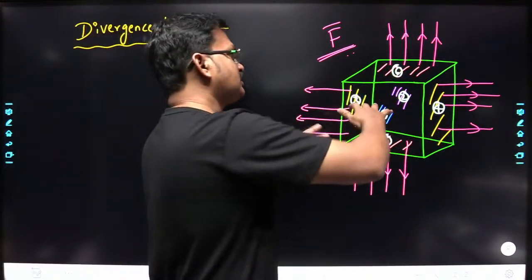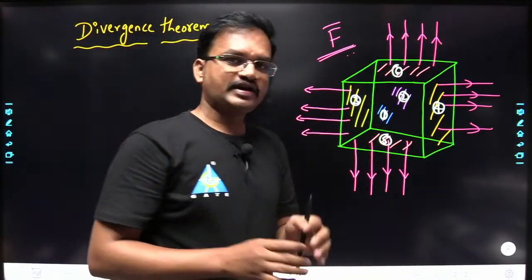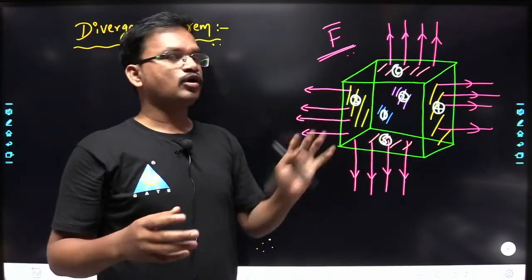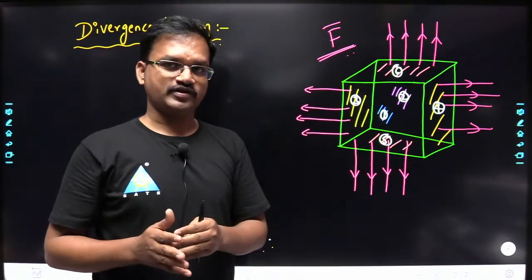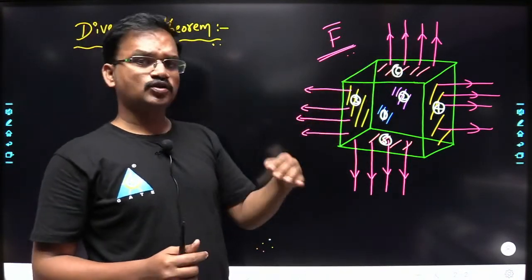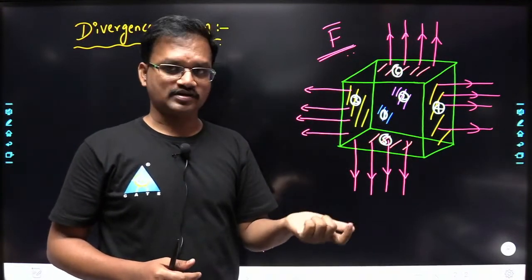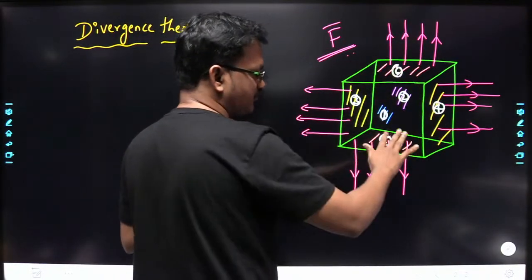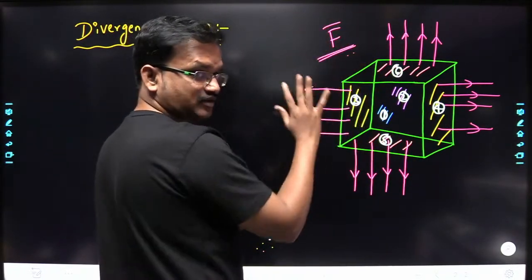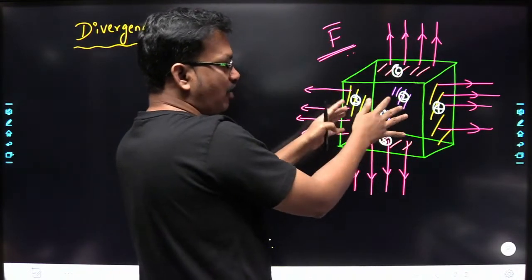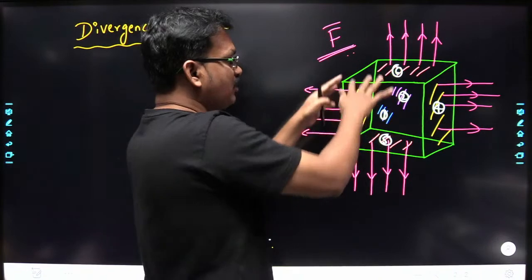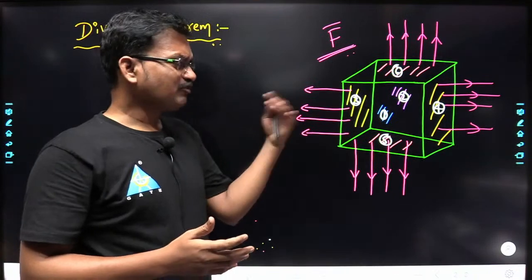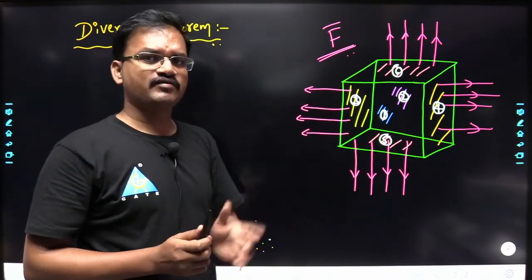So what do we mean by the vector field leaving any closed surface? We can say it is the flux leaving the closed surface. See, the number of field lines that are penetrating through any surface is called flux. Yes or no? Now here the field lines are penetrating through this surface, this surface, front surface, back surface. So this total surface forms a closed surface. So the number of field lines penetrating through this closed surface is called the flux leaving the closed surface.